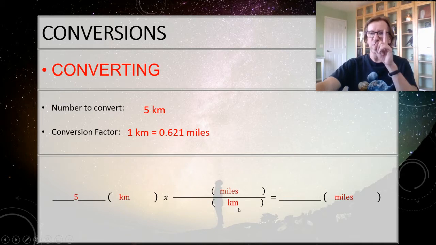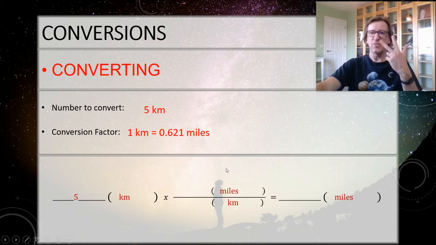You see that? So step 2, always take your conversion factor. Don't worry about the numbers. Just do the words. I want my kilometers to cancel, so I put kilometers here and miles here. All right, so that's step 2. Don't even think about numbers. You're going to get lost in the numbers, so just kilometers cancel.